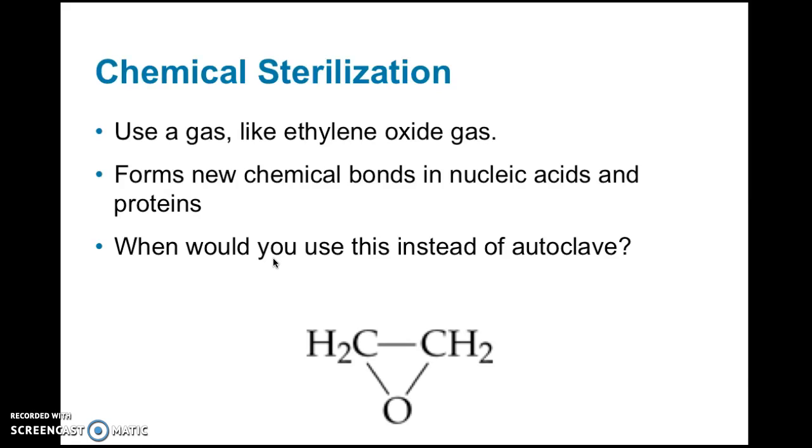Chemical sterilization is extremely difficult, and it's not very common, but it is possible. In order to chemically sterilize something, you would have to use a gas. Ethylene oxide is the one I show down here. That's the one that's usually used. And what it does is it forms a bunch of new chemical bonds with nucleic acids and proteins and just completely destroys them. So when would you use something like this instead of an autoclave?